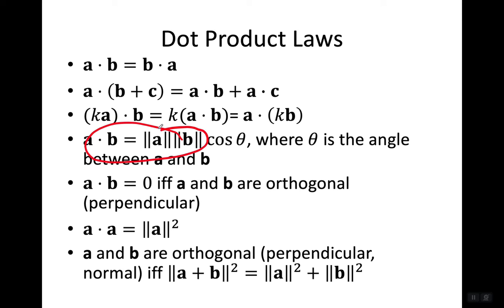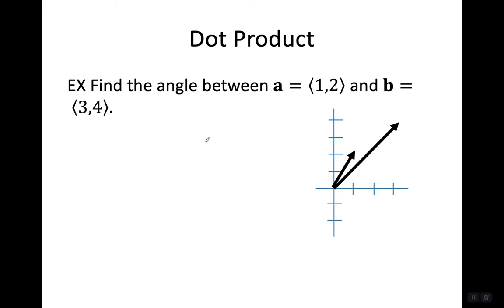a dot b equals 0 if and only if a and b are orthogonal, in other words, perpendicular, and that follows from the previous principle because a dot b equals 0 only if the cosine of theta is 0, which is true if the angle between a and b is 90 degrees or 270. a dot a equals length of a squared, and a and b are orthogonal, perpendicular, normal, if and only if the length of a plus b squared equals the length of a squared plus the length of b squared. Oh, that's just the Pythagorean theorem.